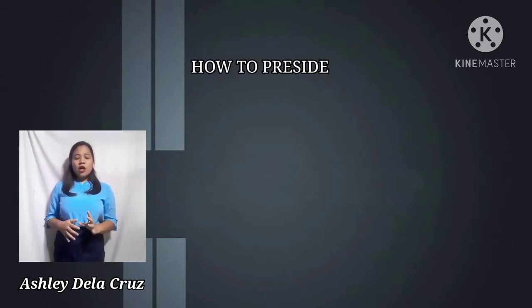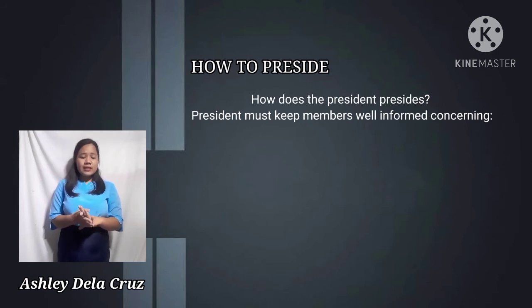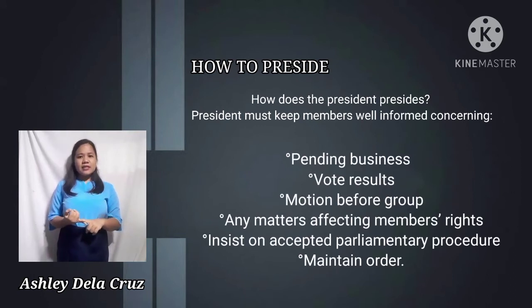Now let's talk about how to preside. So how does the president preside? The president must keep members well informed concerning pending business, vote results, motions before the group, and any matters affecting members' rights, insist on accepted parliamentary procedures, and maintain order.